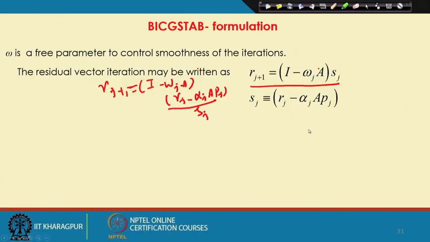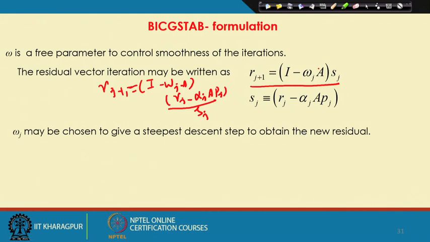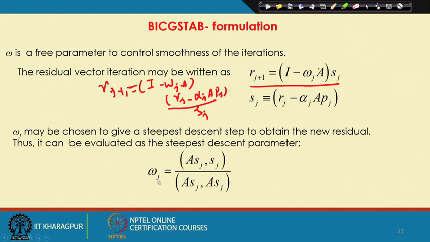This is kind of an optimization problem: finding the optimal omega, in the same way as alpha, which I will explain in a second. Finding the optimum omega gives me faster convergence, so that the new residual becomes 0. This is in a sense very similar to the steepest descent algorithm, which finds the optimum descent parameter based on which the new residual will approach the solution and go to 0. Exactly the same way, omega may be chosen as a steepest descent step to obtain the new residual, which gives omega equal to (A s j) transpose dot s j divided by (A s j) dot (A s j), exactly the same as the steepest descent algorithm.